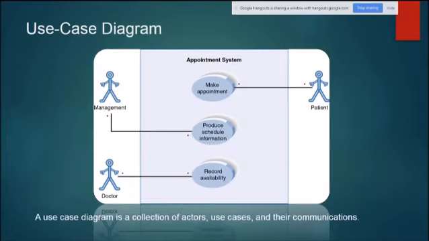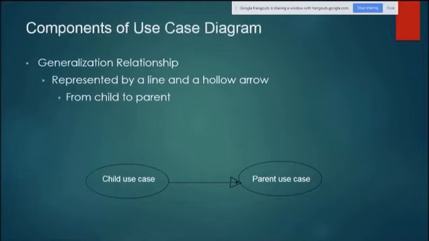So a use case diagram is a collection of actors, use cases, and their communications. So this entire figure represents a use case diagram where multiple use cases are created. Collectively, if we draw use cases in our system, that is going to clearly represent the communication, who is going to communicate with the system, or the component which we are considering.